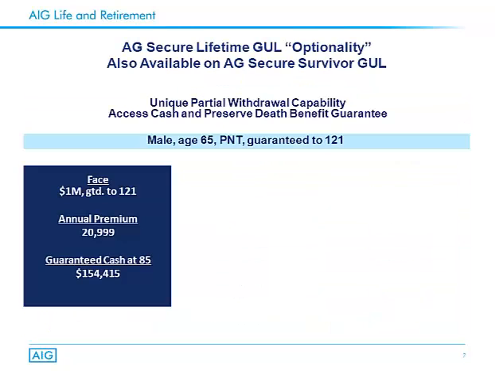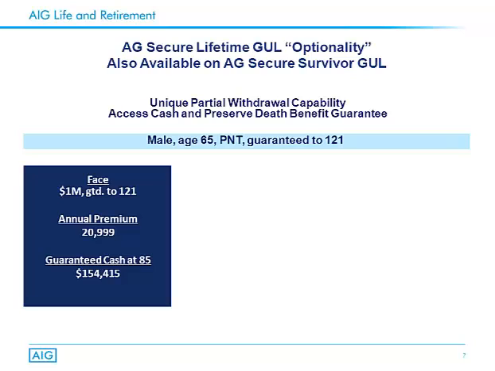So why does guaranteed cash value matter? I promised to show you why. So here's why. Here's an example. Think about this. You have a client, age 65, qualified for preferred non-tobacco, and it's guaranteed to 121. All right, so here's your situation on the left-hand side. You've got this $1 million policy, guaranteed to 121. Client is paying $20,000, almost $21,000 per year for this contract.